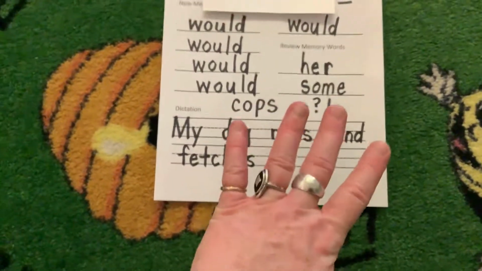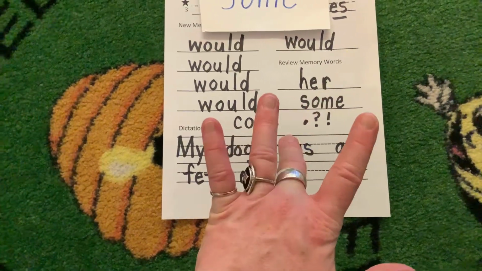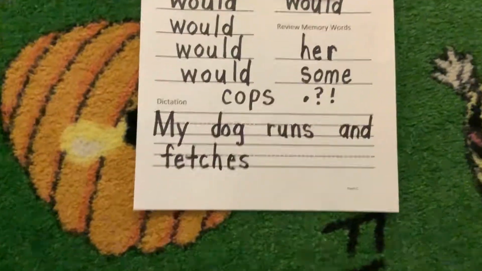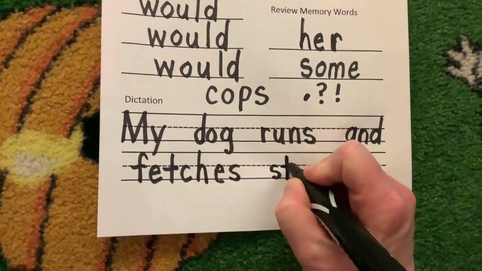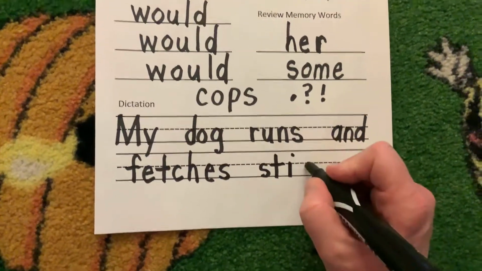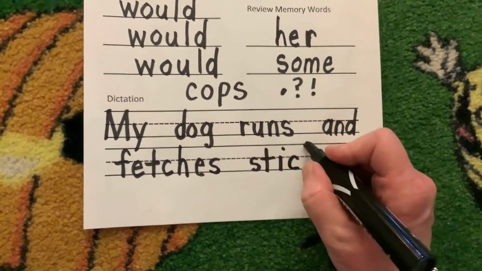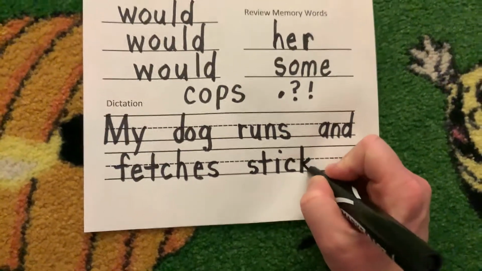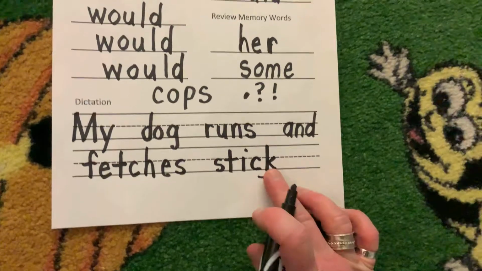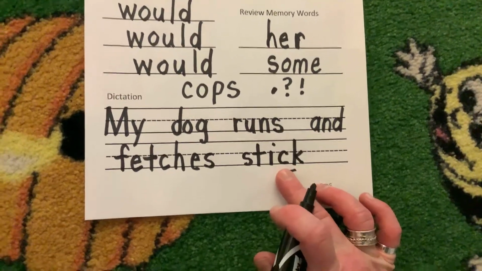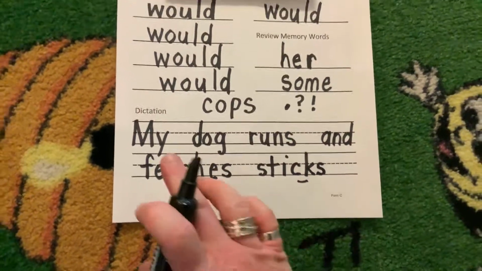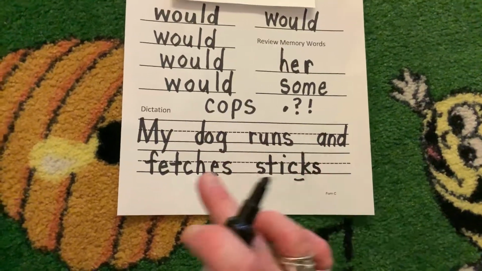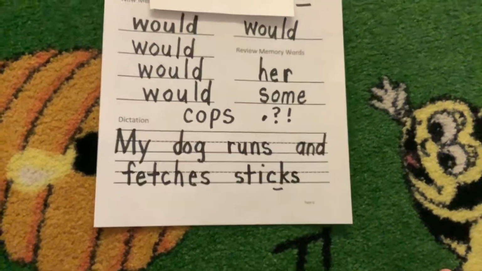Let's tap out sticks. Stix. Oh, I hear that suffix S for more than one. Stick. I hear the k at the end of a one-syllable word after one short vowel. K is spelled C-K, but it's not just one stick. It's lots of sticks with an S. My dog runs and fetches sticks.